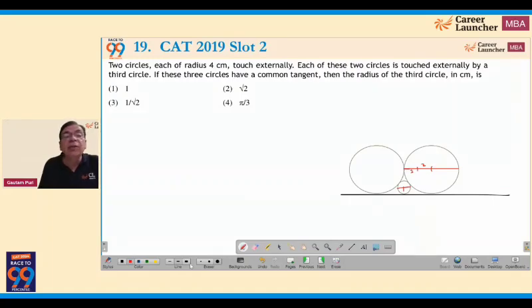Oh, sorry. The radius. I'm sorry, my mistake. Radius. Okay. Each of radius 4 centimeters. If this is 4, this is 2, this is 1. Approximately this should be the answer. Now the question, this should be the answer.